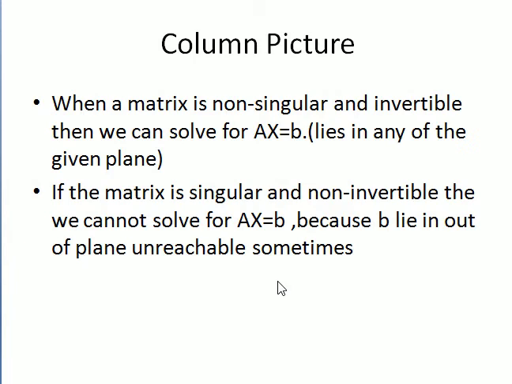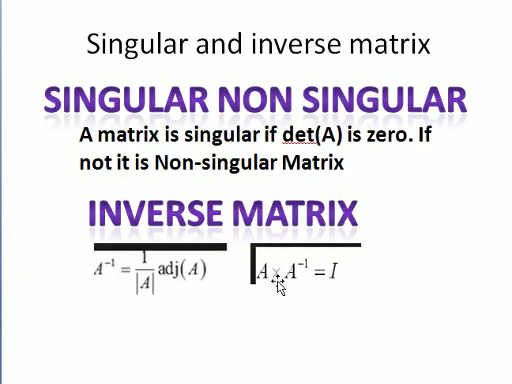So what is meant by non-singular and invertible? Here, singular and inverse matrix. If a matrix is singular, then the determinant of that particular matrix should be equal to 0. If it is not, then it is a non-singular matrix. So what is meant by the inverse of a matrix? If a matrix A is given, then you have to find its inverse. The inverse can be found using 1 by determinant of A into adjoint of A. This gives you the inverse of the matrix. Then if you multiply the matrix and the matrix inverse, it should give the identity matrix. If that is so, then it is an invertible matrix.